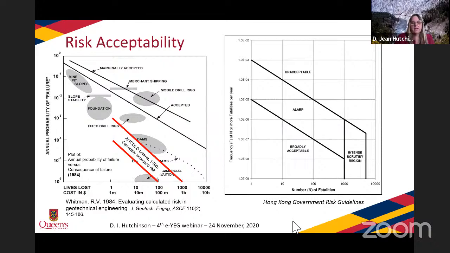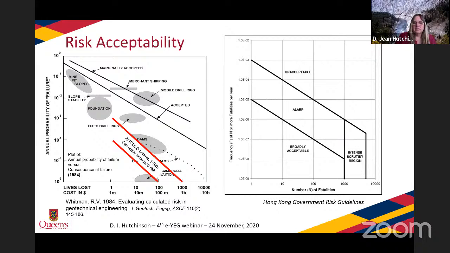And so if we look at this diagram, we can see from 1984 some work trying to compile information about events that had occurred. So this was some of the first work on thinking about risk acceptability. How acceptable is risk? And in this case, Whitman was evaluating previous events as an analog for what society would accept in terms of risk. We see overprinted on this the criterion for dams. And then on the right side, we see the Hong Kong government risk guidelines for the work they do. And many people have adopted this diagram on the right side.